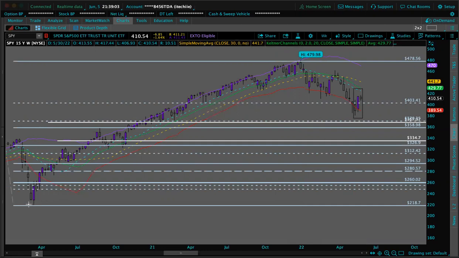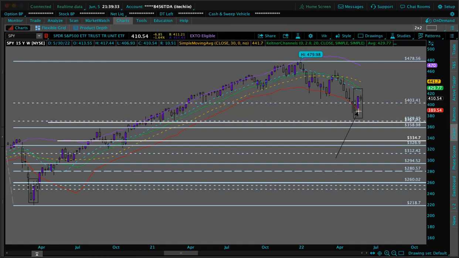Here, same pattern, literally same setup, similar setup. Here, inside day followed by an inside up. Here we have the similar pattern. Now, what's important is we are holding our lower Keltner. Keltners are very important.